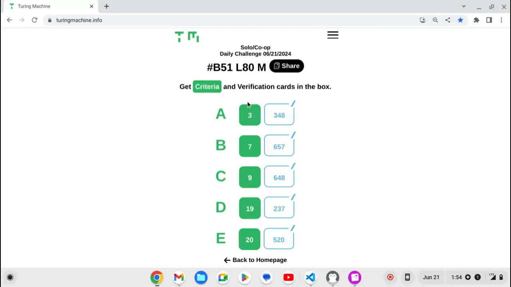So today's puzzle uses the following 5 criteria cards: criteria card 3, 7, 9, 19, and 20. And the puzzle uses the blue verification cards. The code above is your way to get more details on today's puzzle by searching it on turingmachine.info. Let's go solve.